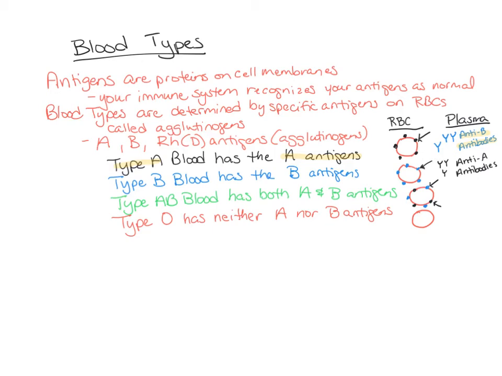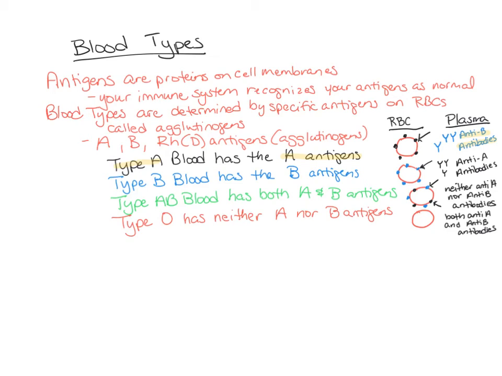A person with type AB blood has both antigen A and antigen B on the surface of their red blood cells. But in their plasma, they don't have either antibody. Because if they had either the anti-A or the anti-B antibodies, the antibodies in their plasma would be attacking their own red blood cells.